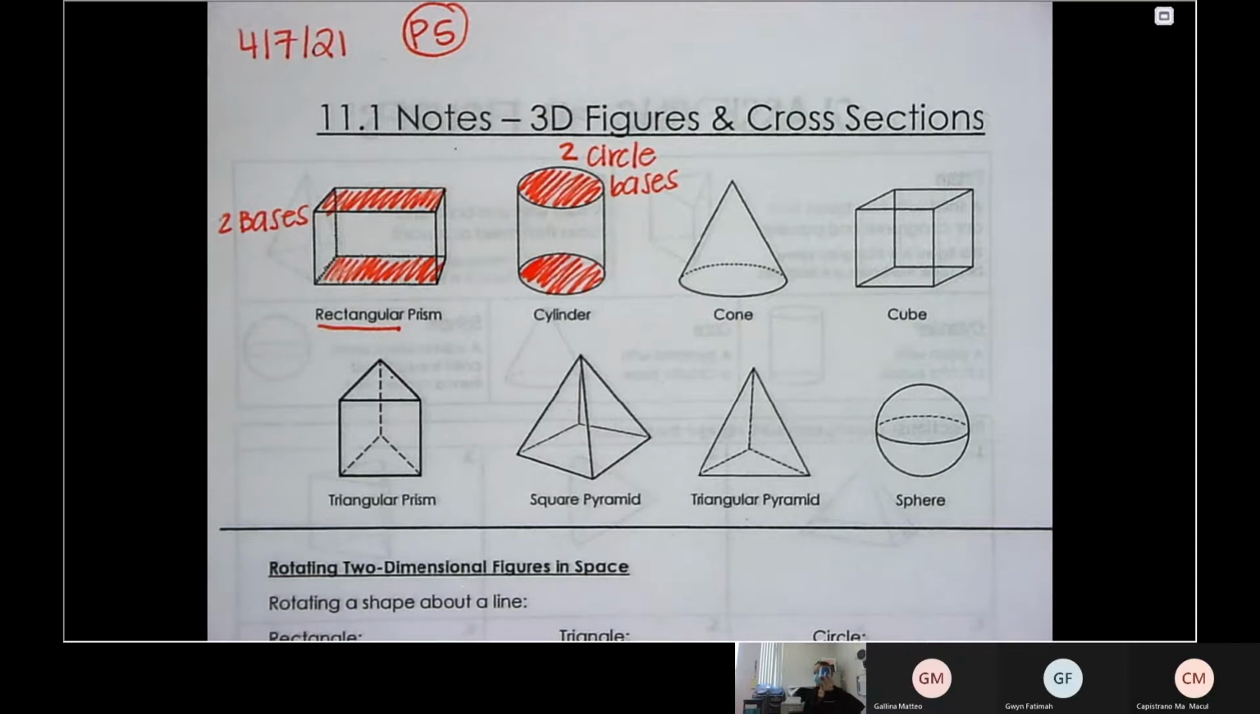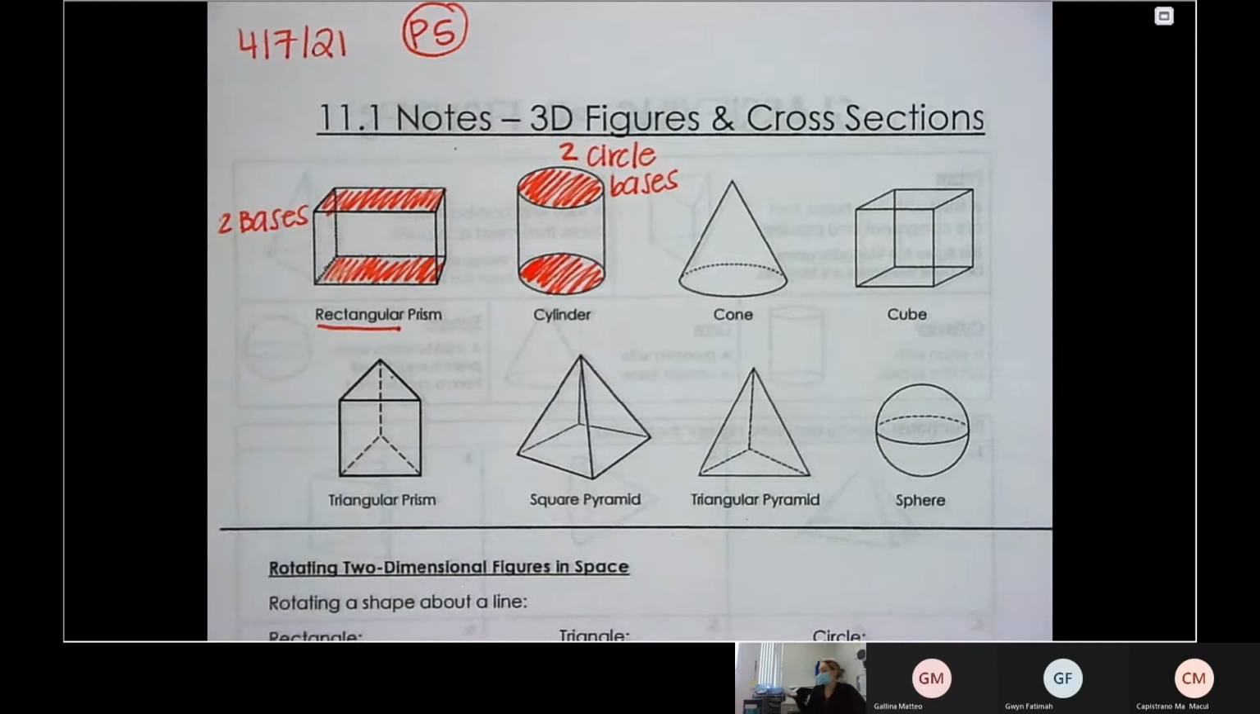A can, essentially a can of anything. When you go to Aldi's and get cans of beans, whatever, that's a cylinder. Circle at the top, circle at the bottom. All right, there are still more prisms in this picture. What's another prism in this picture? Triangular prism. Good, it has the name prism in it. So this one's called a triangular prism.